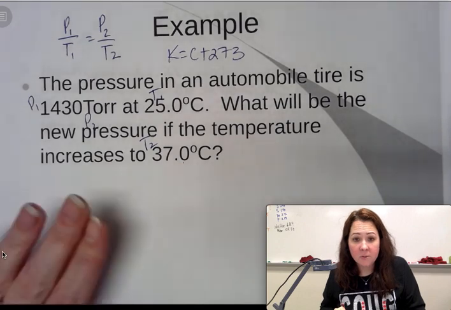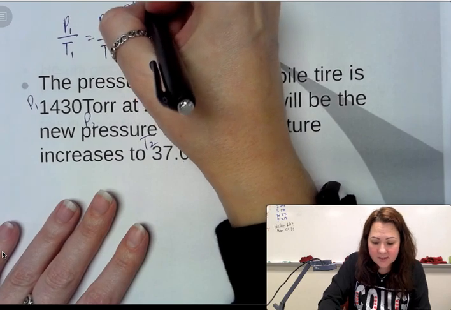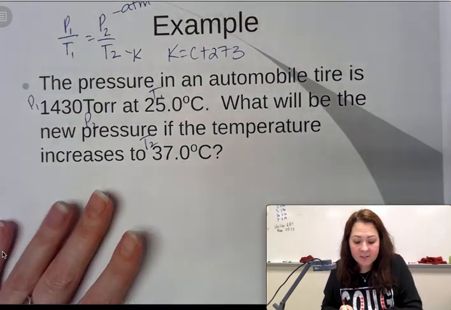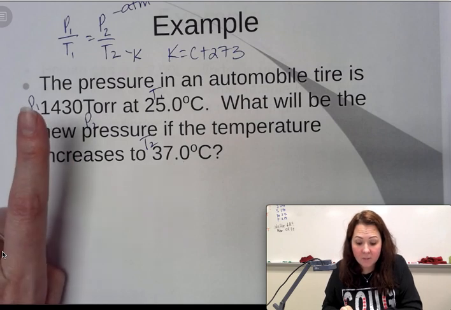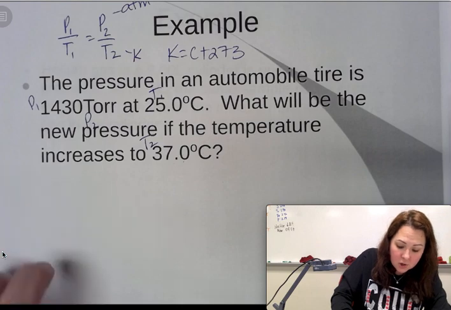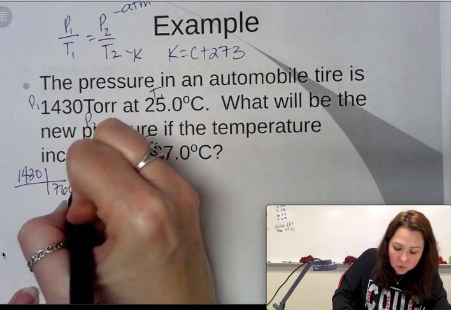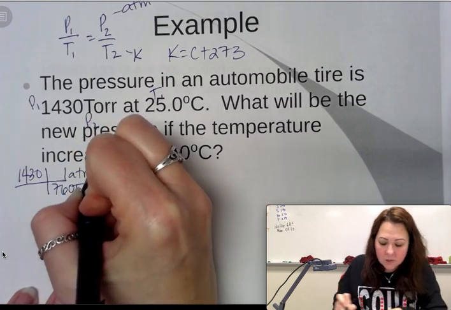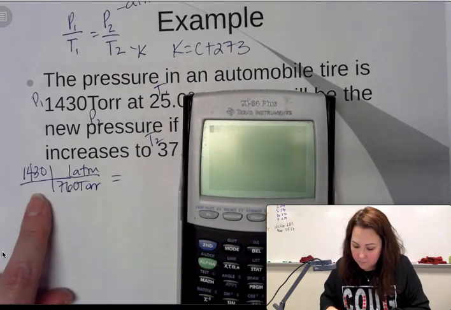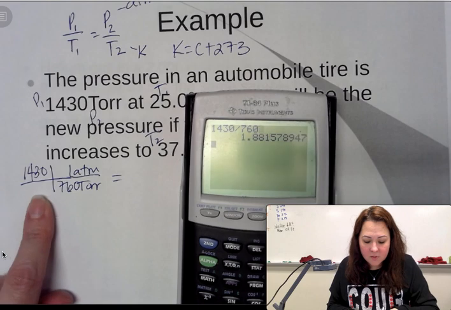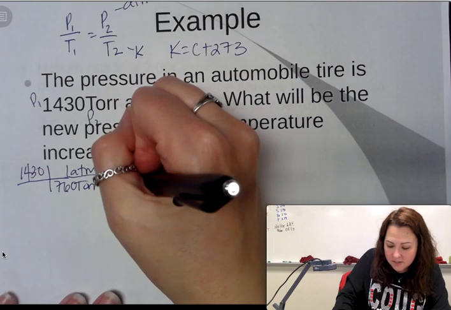Once I know all of my variables, I need to make sure that I have the correct units. Pressure always has to be in ATM. Temperature always has to be in Kelvin. This one is not. I have torr. I'm going to have to convert that into ATM, atmospheres, before I do the math. So you have 1,430 torr, 760 torr in 1 ATM. In order to do that math, I'm going to grab my calculator. This number has 3 sig figs, so I need 3 sig figs in my answer, so you get 1.88 ATM.